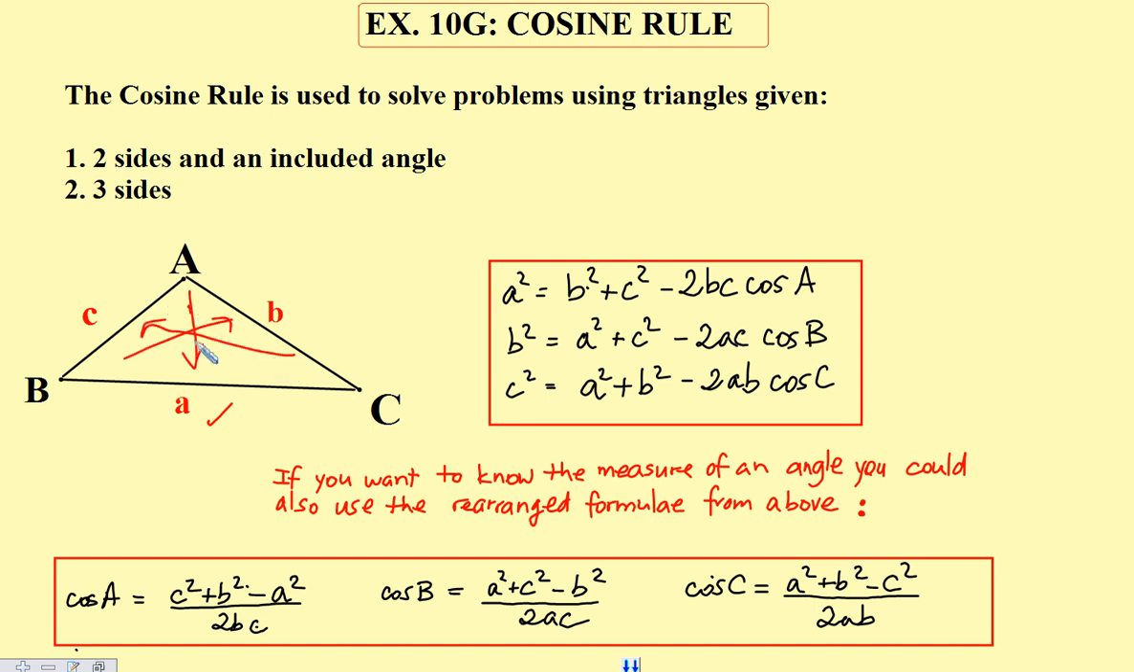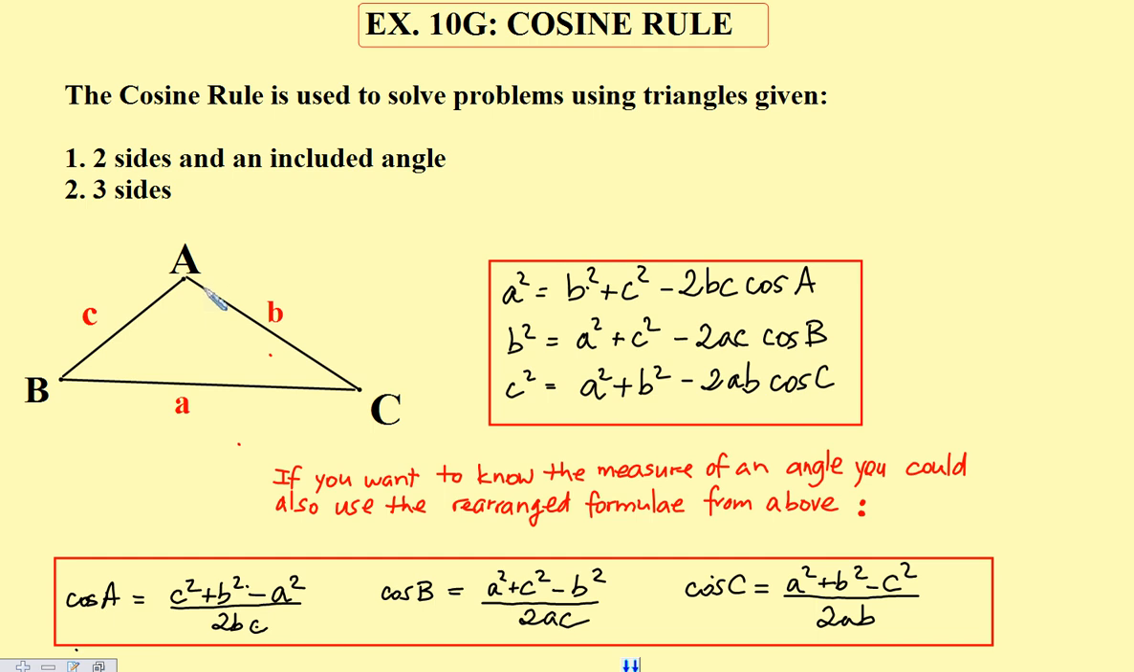If you can just follow from the diagram, hopefully it'll be clear what's being done. If I'm looking for the length of side A, then side A squared, which is what I'm looking for, is equal to side B squared plus side C squared minus 2 times C times B, times the cosine of the angle opposite side A, or the angle that was given.